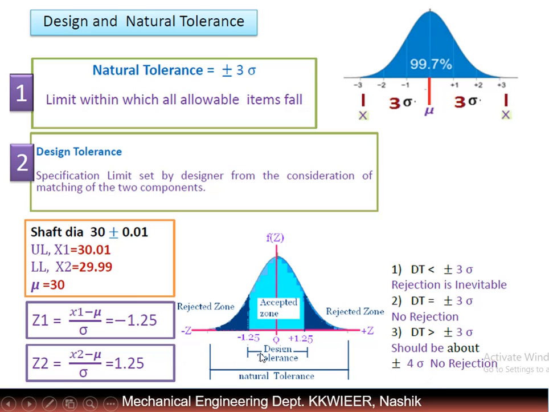If you look at the diagram, this is called the design tolerance and this is called the natural tolerance. From this we can easily find out the rejection rate from a batch of the population, or the sample being studied for further use. So this is all for today's lecture.